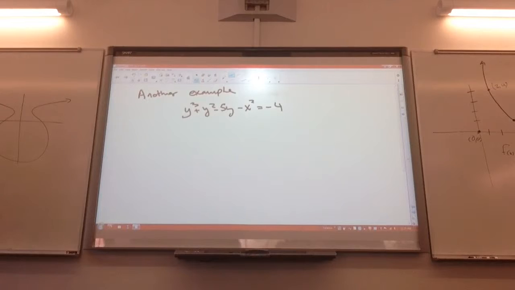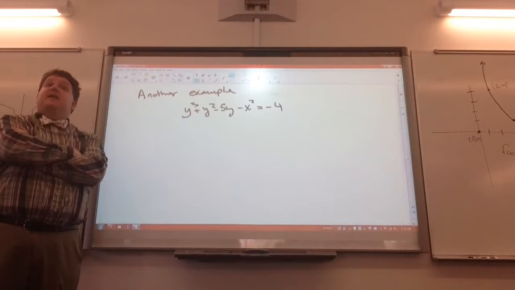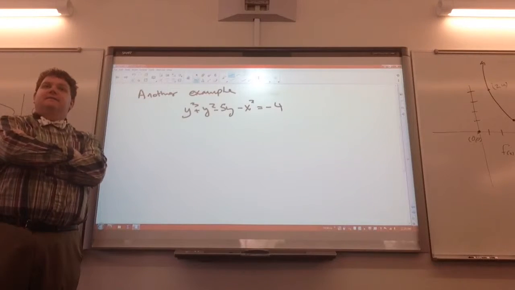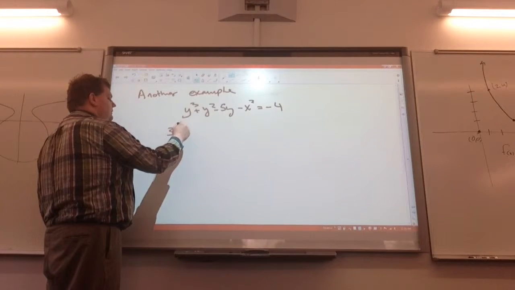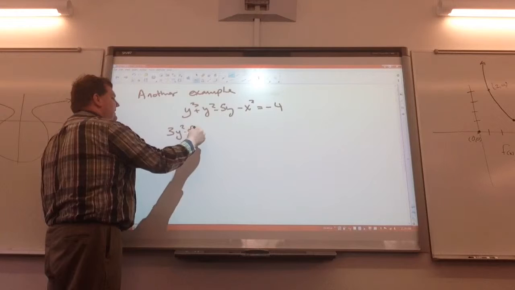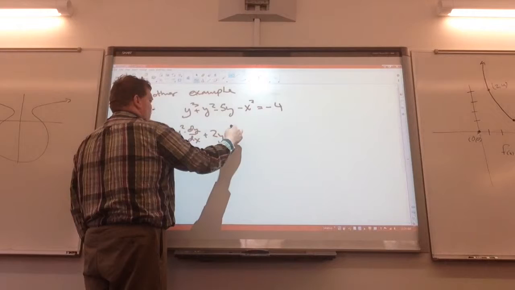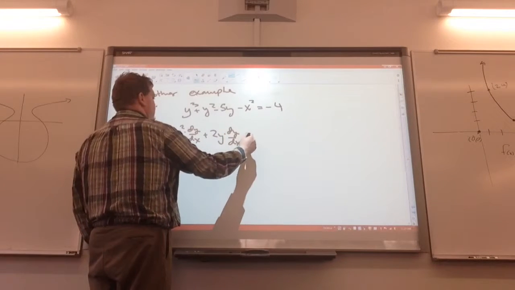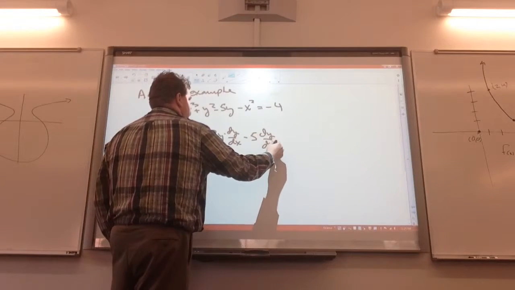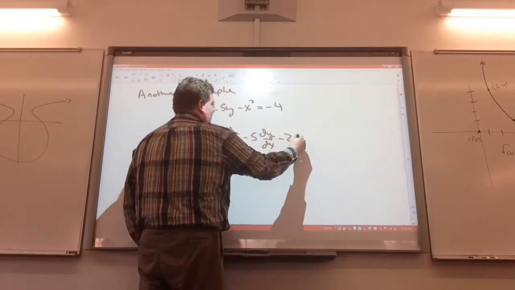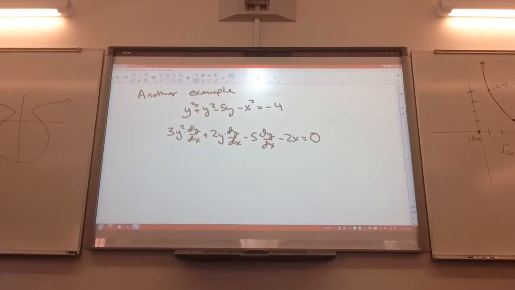Someone go ahead and tell me, since I'm doing it with respect to x, would each y variable be its own chain rule? It would be. So what would it look like? 3y squared times dy by dx, plus 2y times dy by dx, minus 5 dy by dx, good. Minus 2x, because this is x, it's easy, equals 0. So that's how that comes out.